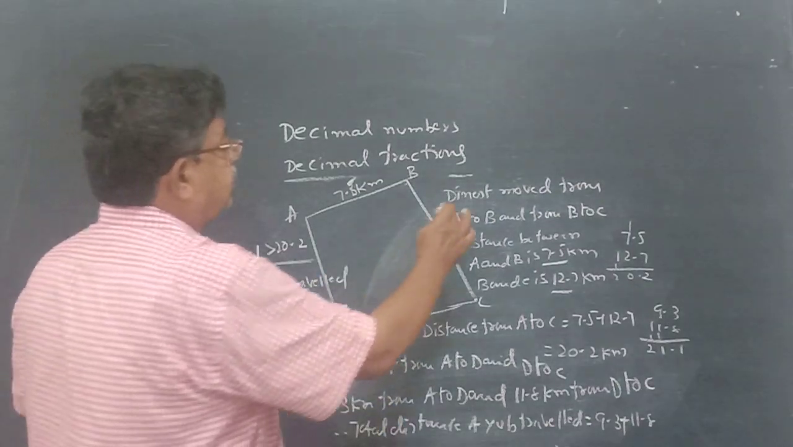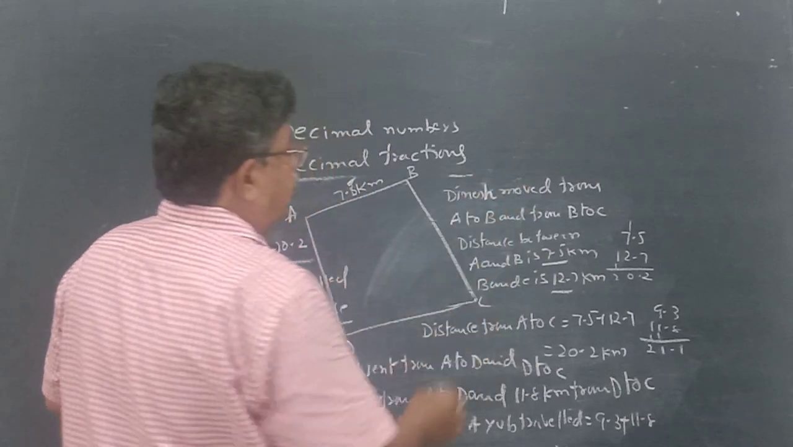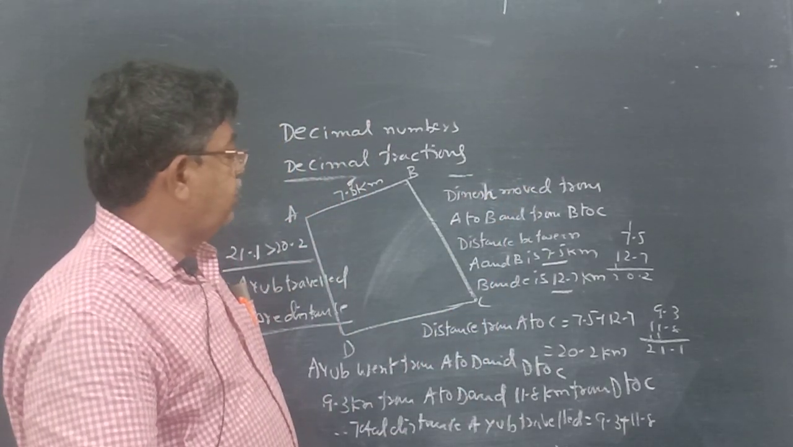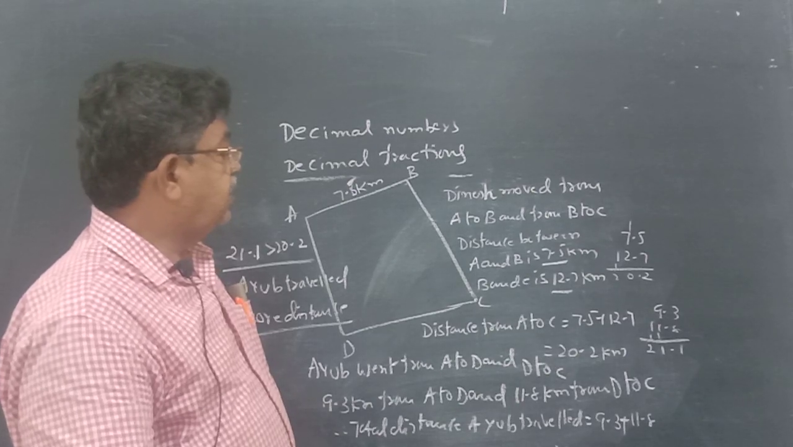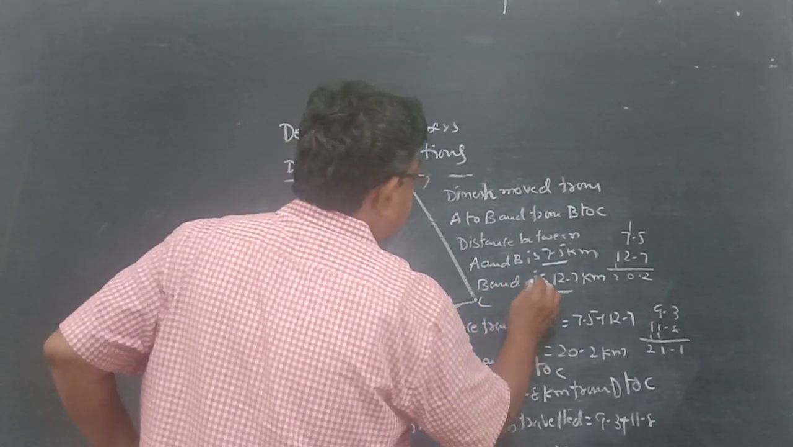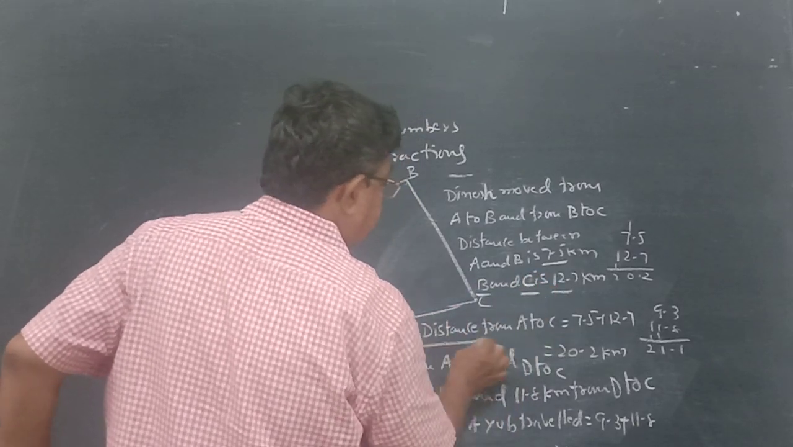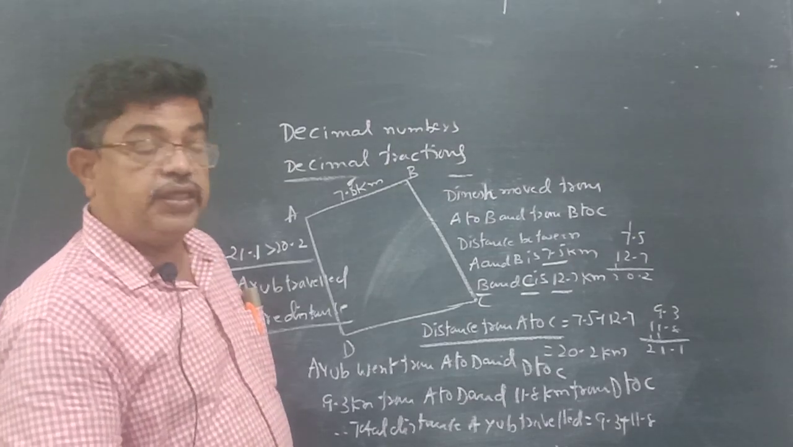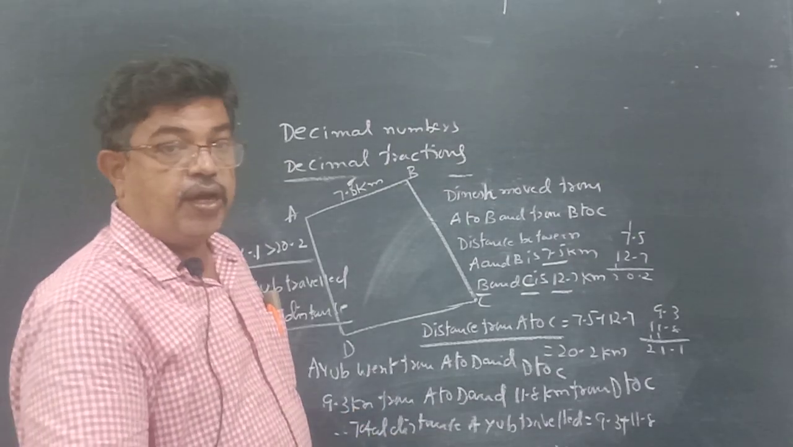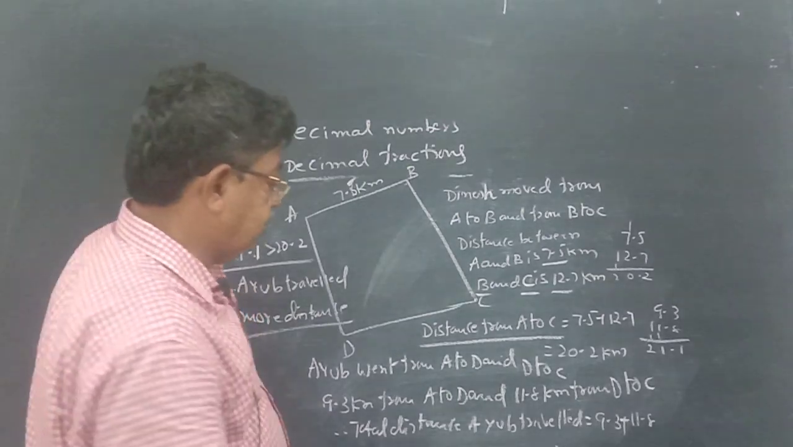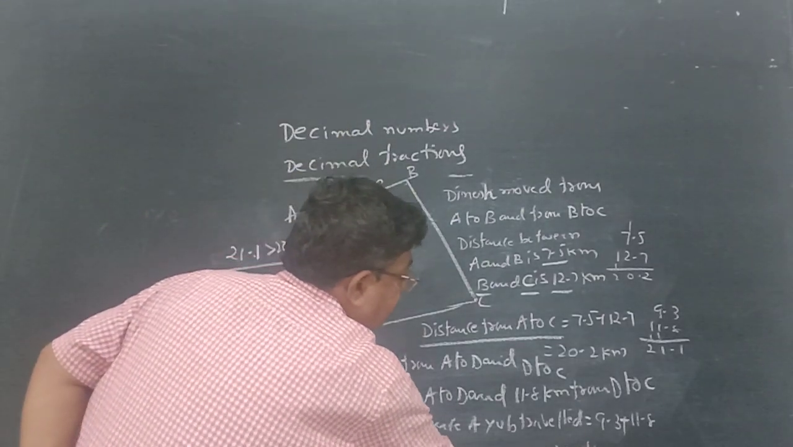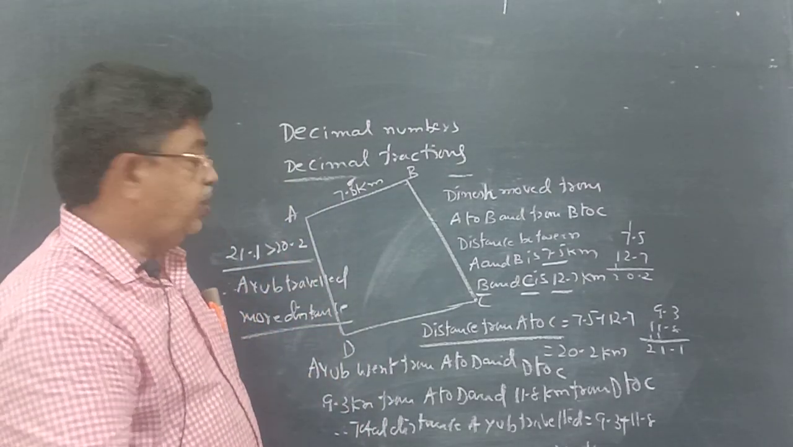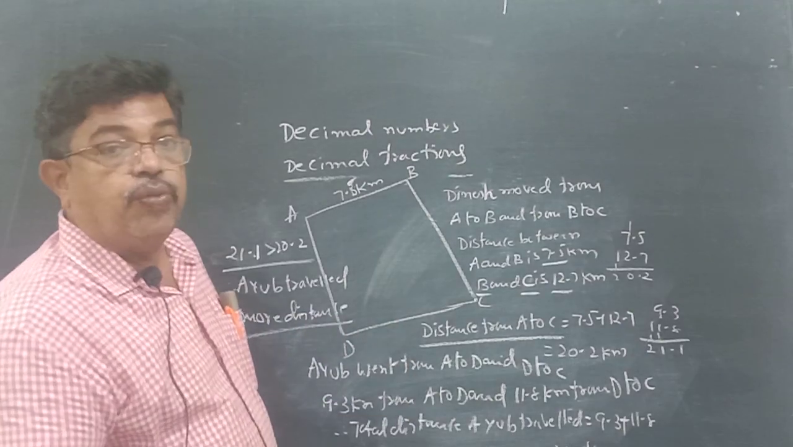Two persons, Dinesh moved from A to B and from B to C. Distance between A and B is 7.5 kilometers. Distance between B and C is 12.7 kilometers. Total distance travelled by Dinesh from A to C is equal to 20.2 kilometers. Similarly, total distance travelled by Ayub is equal to 21.1 kilometers. If you compare, 21.1 is more than 20.2. Therefore, Ayub travelled more distance.